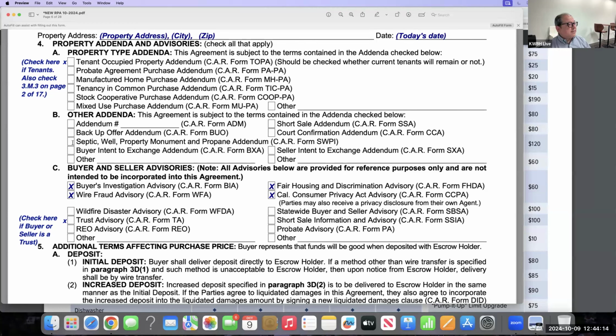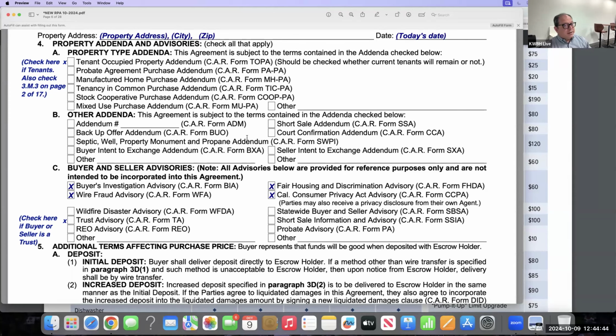If the property has a septic tank, you'll check this box, and that's going to talk about inspections for the septic tank. If the property is a short sale, you'll check this box. If the property is in probate, you're just going to look at these things and see if they apply to this particular property that you're writing your offer on. If it applies, short sale, then you'll check this short sale box, and the addendum comes up.